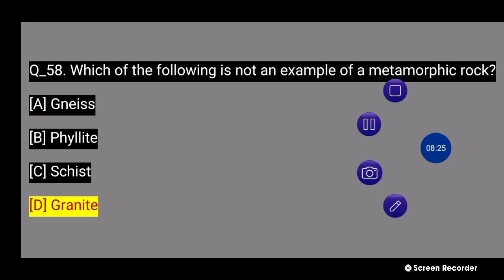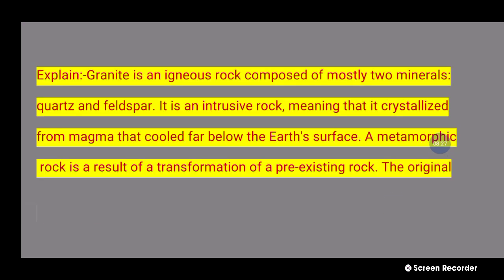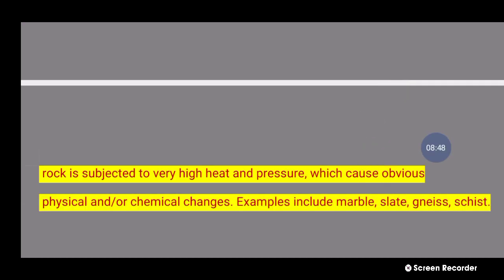Question 58 explained. Granite is an igneous rock composed mostly of two minerals, quartz and feldspar. It is an intrusive rock, meaning it is formed by crystallization from magma that cools below the earth's surface. A metamorphic rock can result from the transformation of a pre-existing rock. The original rock is subjected to very high heat and pressure, which causes physical and chemical changes, for example marble, slate, gneiss and schist.